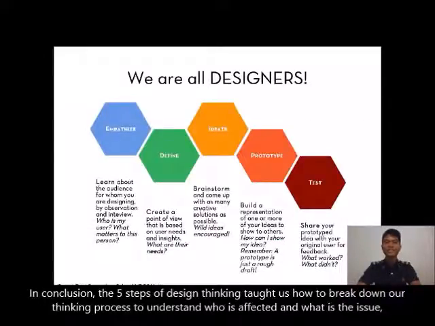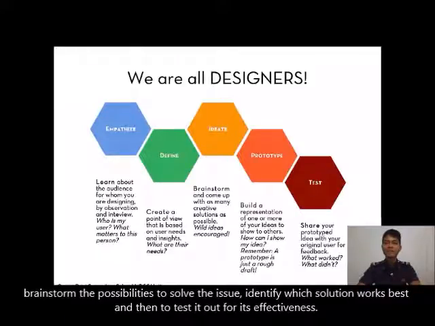In conclusion, the 5 steps of design thinking taught us how to break down our thinking process to understand who is affected and what is the issue. Brainstorm the possibilities to solve the issue. Identify which solutions works best and then to test it out for its effectiveness.